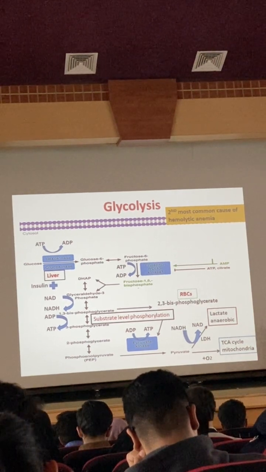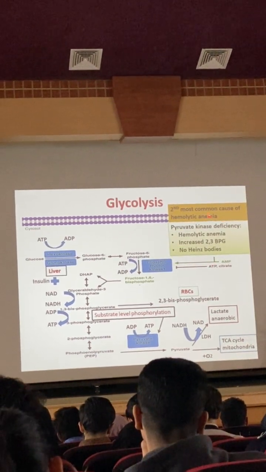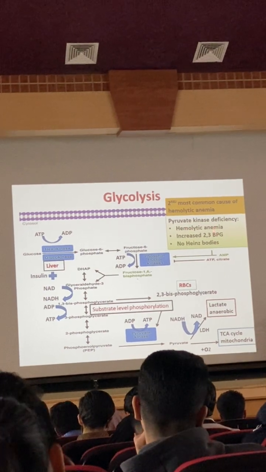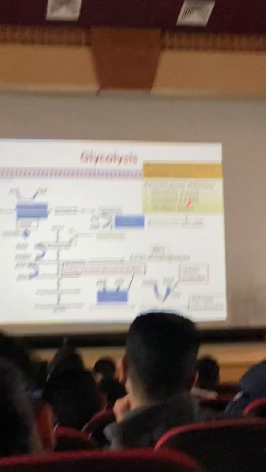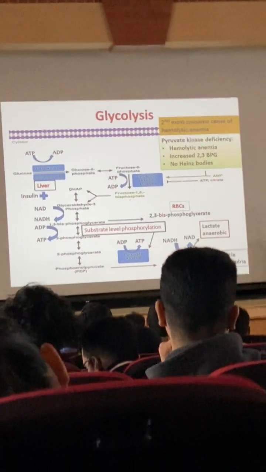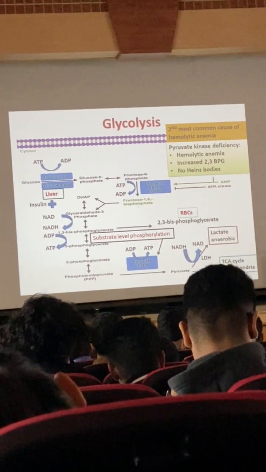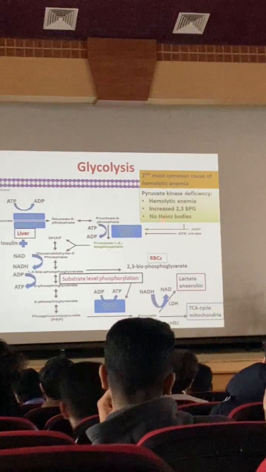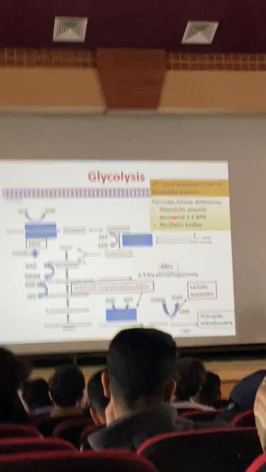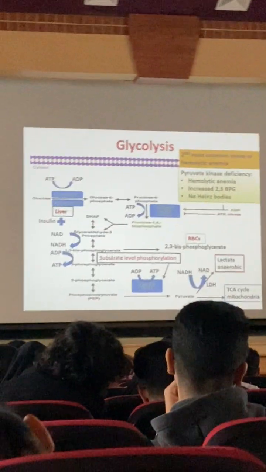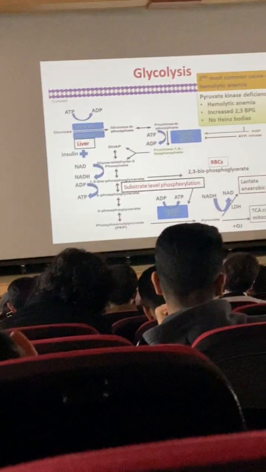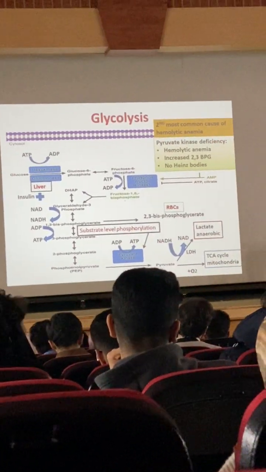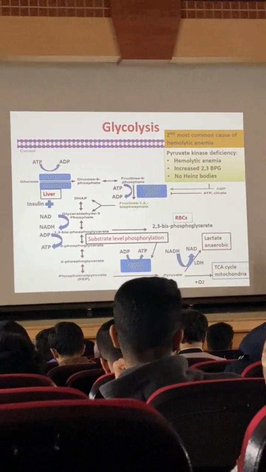If there is pyruvate kinase deficiency, there will be hemolytic anemia. There will be an increase in a substance called 2,3-BPG, which is 2,3-bisphosphoglycerate, and there will be no Heinz bodies. Of course, no Heinz bodies here, unlike G6PD. In G6PD, the Heinz body appears, due to the mechanism of G6PD.